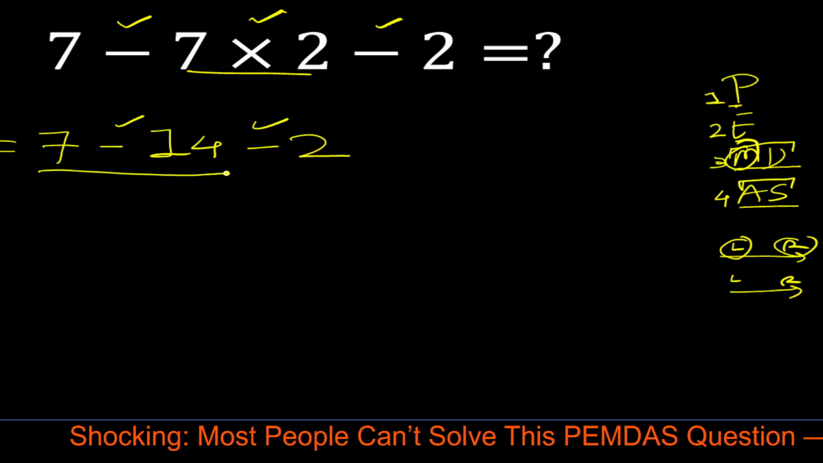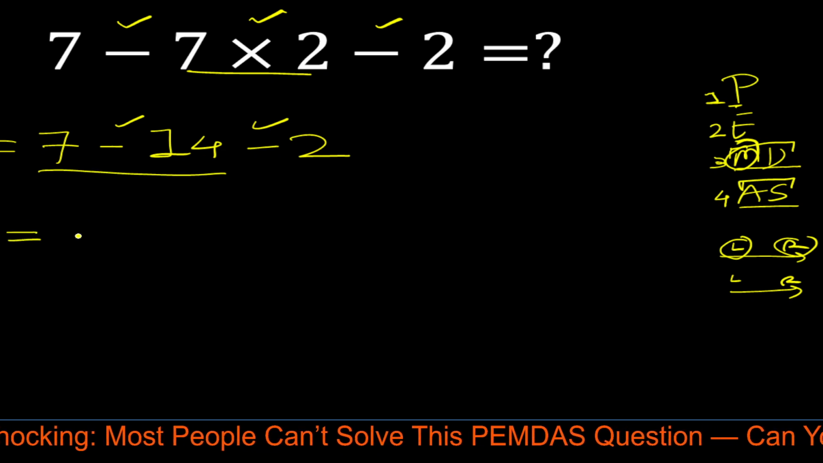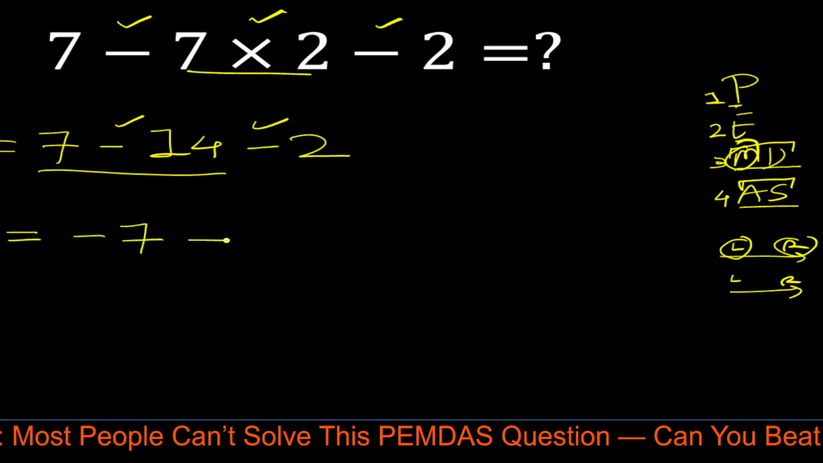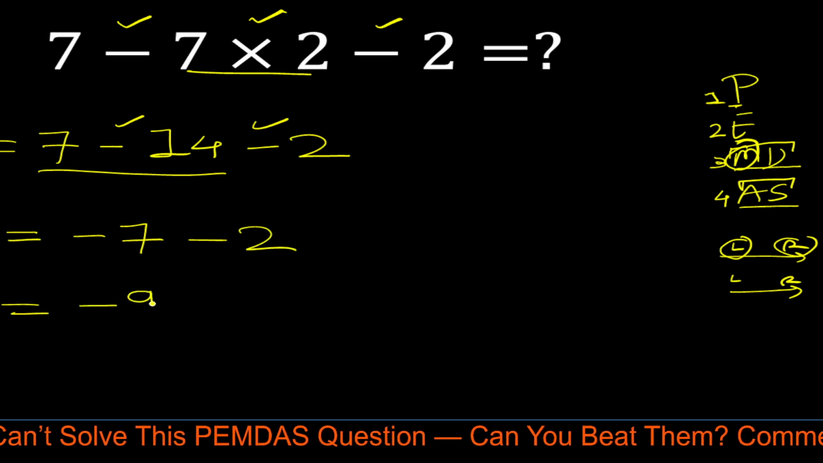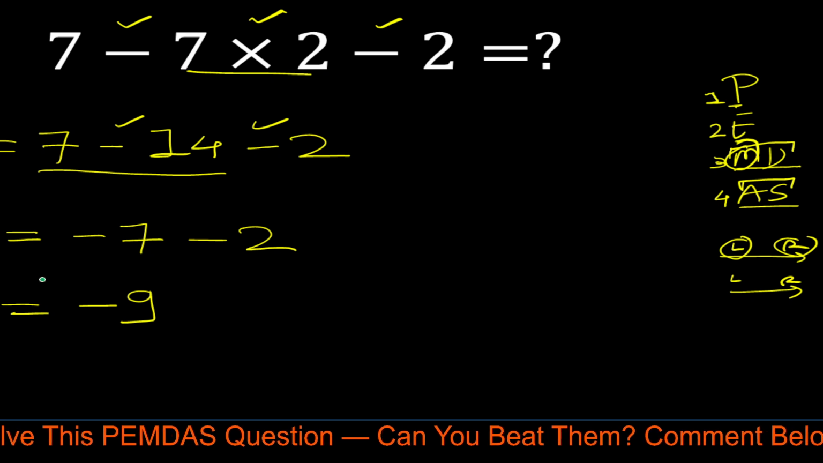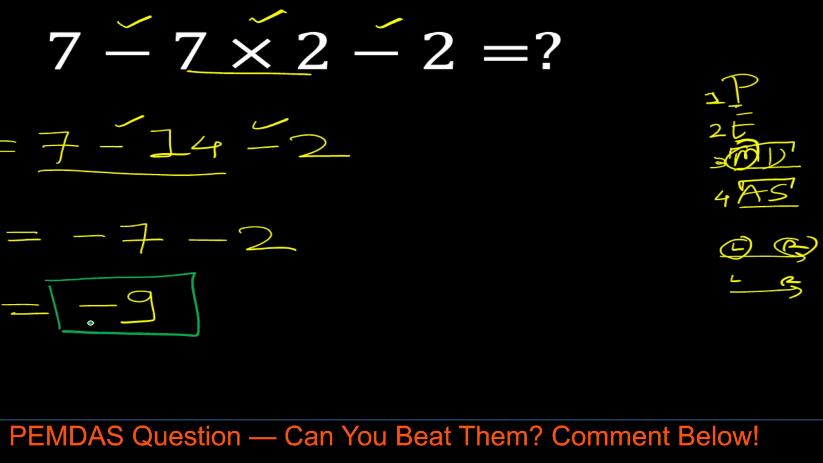So first we have to solve this subtraction. So 7 minus 14 is equal to minus 7 minus 2. So minus 7 minus 2 is equal to minus 9, right? So the correct answer is minus 9.